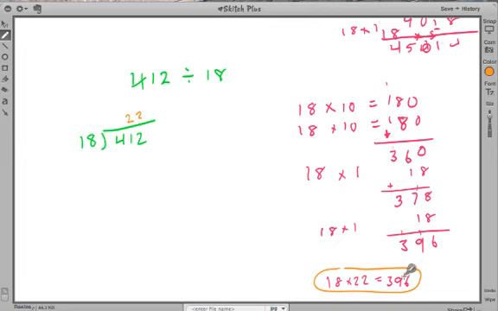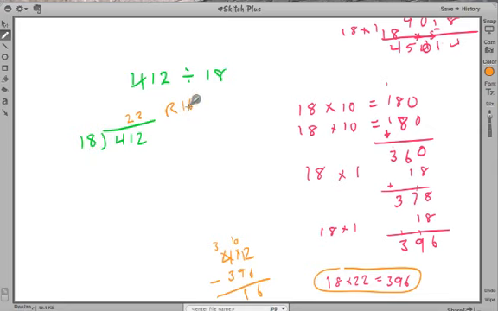And we could figure out the remainder if we want to do it the old-fashioned way, 412 minus 396. So we're going to have to do some borrowing. So 12 take away 6 is 6. 10 take away 9 is 1, so 16 is the remainder. Now, a remainder of 16 sounds like a lot. 16 is a big number, but it is smaller than our divisor.